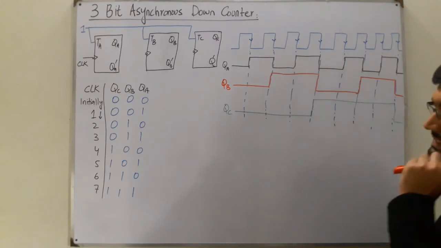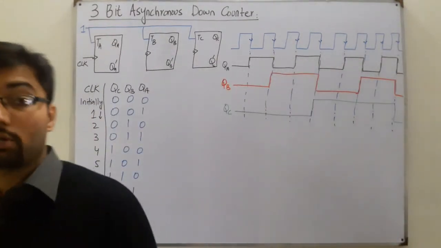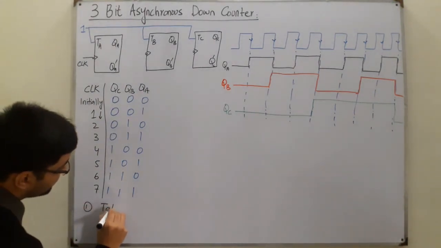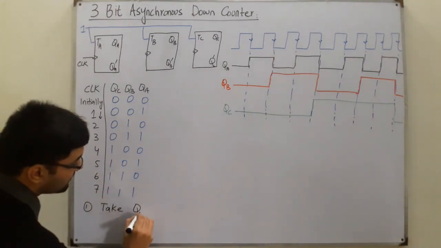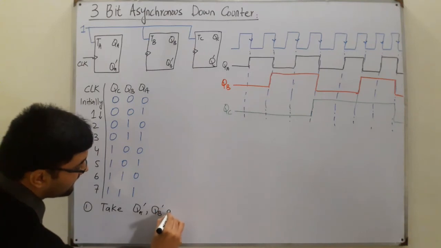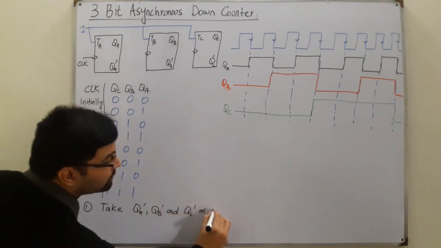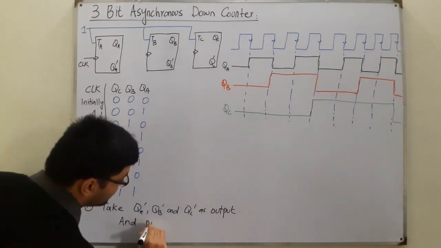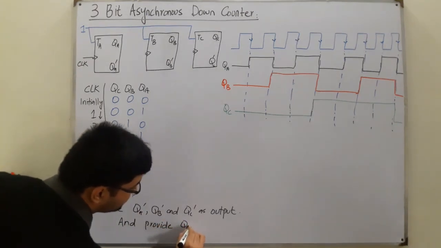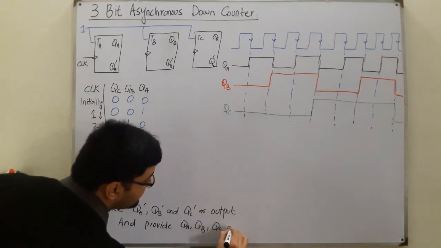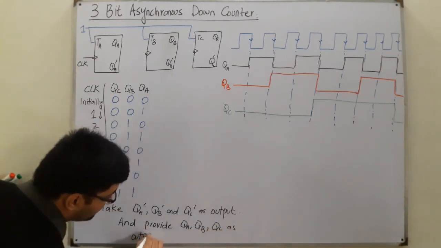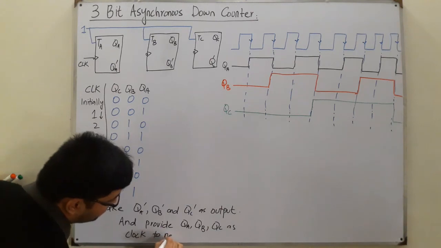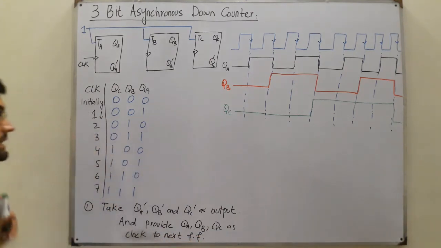Now for designing the down counter, we have two methods, out of which the first I am using right now. The first method is: you take QA complement, QB complement and QC complement as your output, and you provide the non-complemented outputs, that is QA, QB, and QC, as the clock pulse to the next flip-flop. This is the first way that I am using right now.